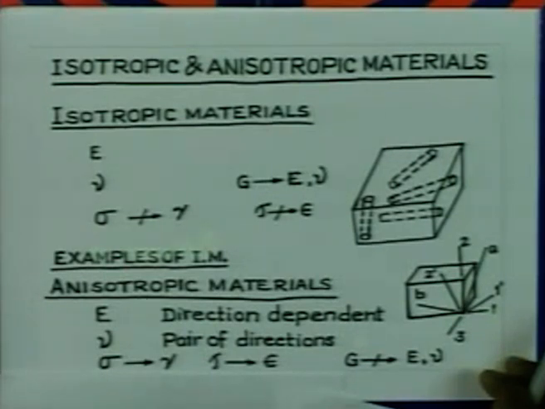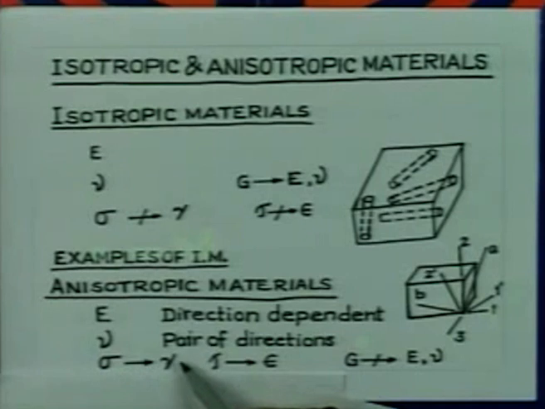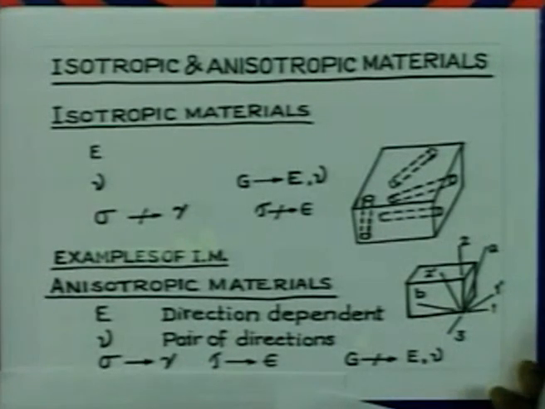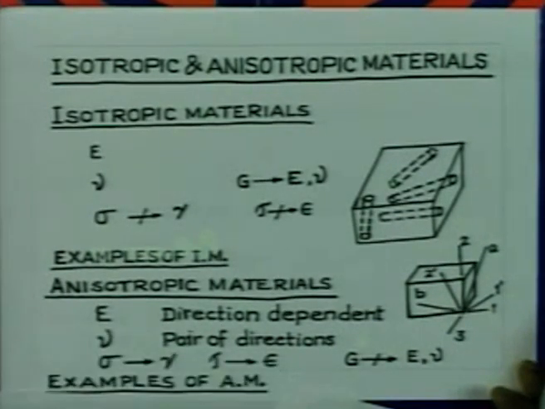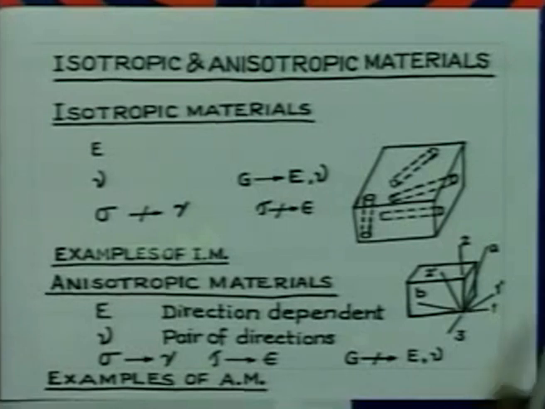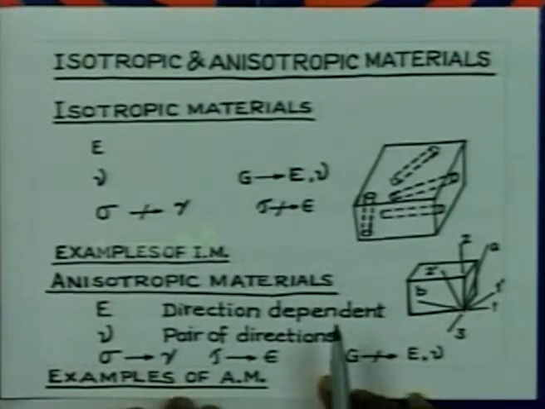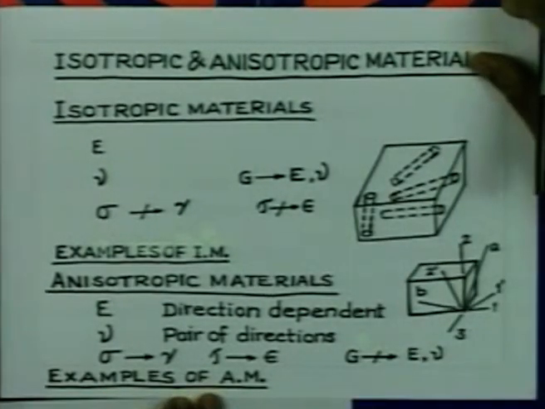Another important point for such materials is that normal stress does produce shear strain, and shear stress also produces normal strain. So, there is a coupling effect. Now, examples of anisotropic materials: composites are important examples of anisotropic material.